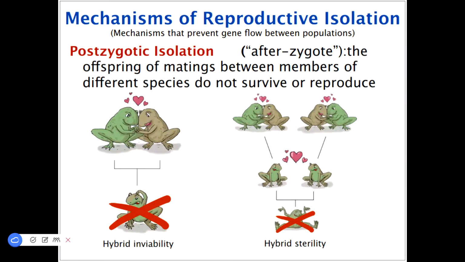So we have two types of post-zygotic isolation. So this is after the zygote. So sex happened and fertilization of the egg actually occurred. What happens in post-zygotic isolation is either you have hybrid inviability. So even though your two frogs mate, they cannot actually produce an offspring that is viable.